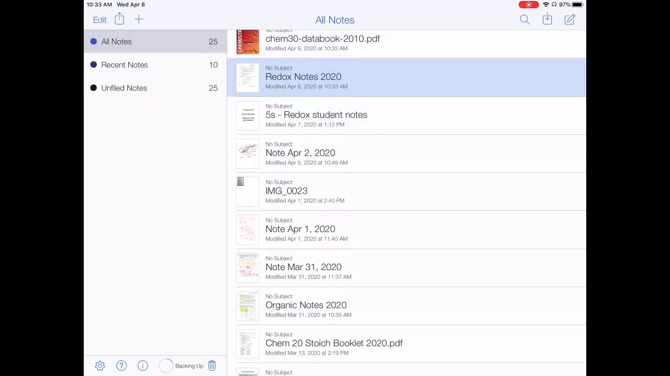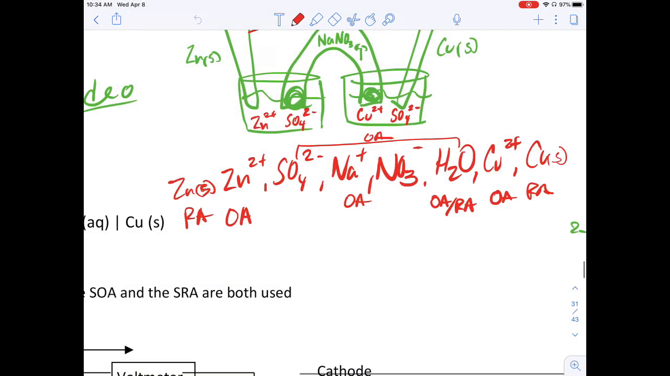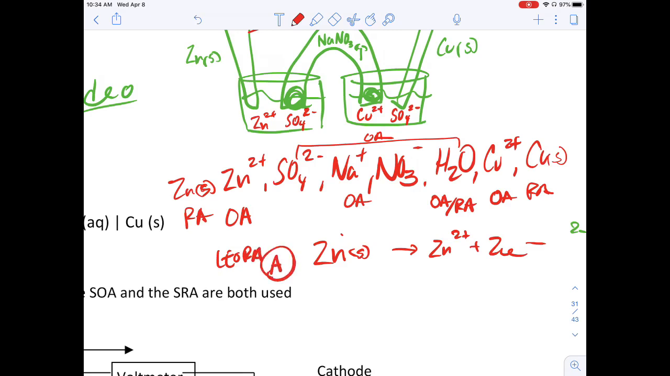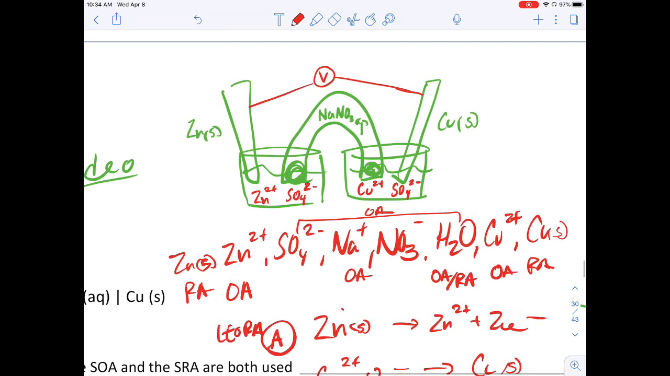So my two half reactions are going to be zinc solid becomes zinc ion plus 2 electrons. This is LEO RA, that's my anode. Then I have Cu2+ plus 2 electrons become copper solid. And that's GER OA, that's the cathode. And so when I'm looking at my video, because the copper is where it's gaining electrons, this is my cathode. This is my anode.